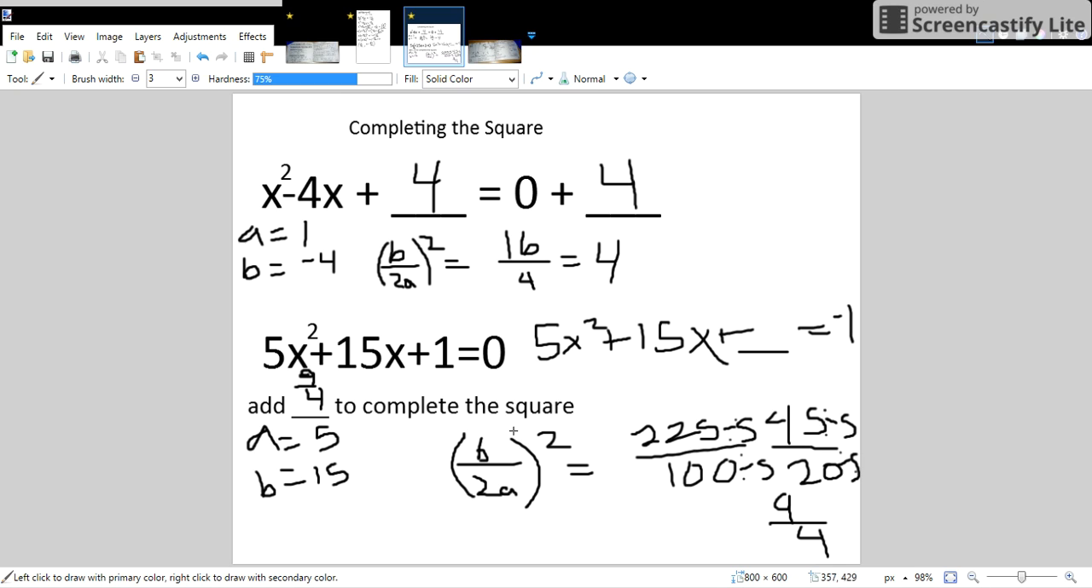Again, you could just leave it in the 15 over 2 times 5 form and then just reduce that. That works too.